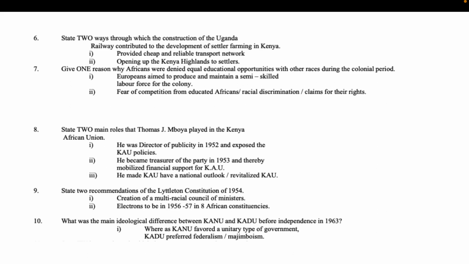10. What was the main ideological difference between KANU and KADU before independence in 1963? I. Whereas KANU favored a unitary type of government, KADU preferred federalism, Majimboism.